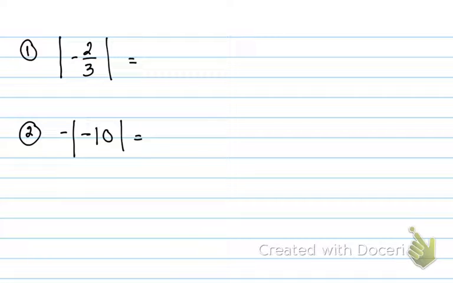All right, so everyone together, what's the absolute value of negative 2/3? It's just 2/3. Remember, absolute value is just the value of the number without the sign. All right, what about the negative absolute value of negative 10? It is negative 10 because I have that negative outside the absolute value. That one stays with the number. Okay, so my answer would be negative 10.